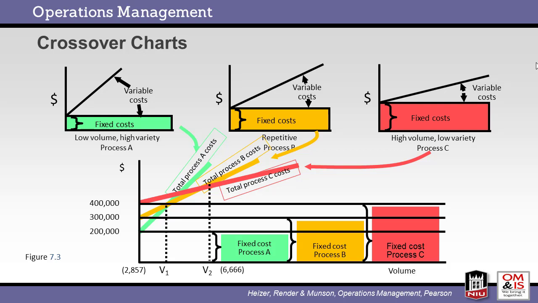Thus, software A, the green line, is the most cost-effective at a volume of up to 2,857 units, while software B, the yellow line, is best for volumes from 2,857 to 6,666 units. Finally, software C, the red line, is the best choice for volumes above 6,666 units.